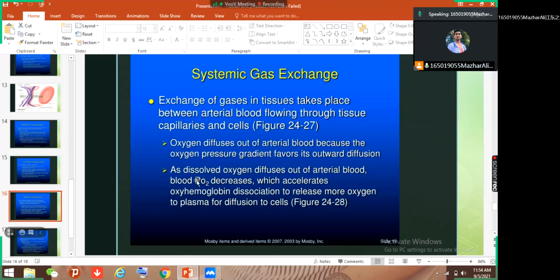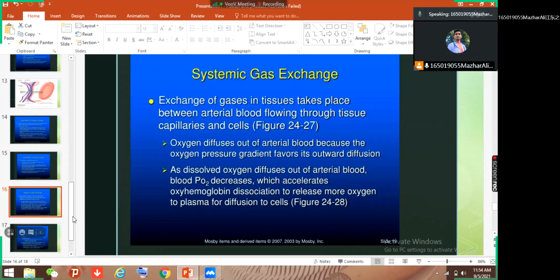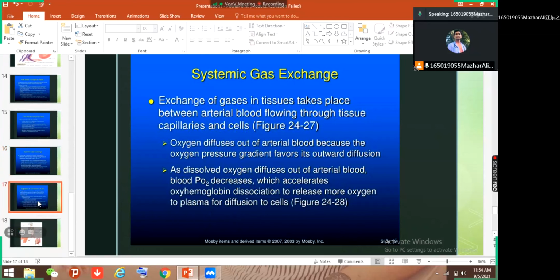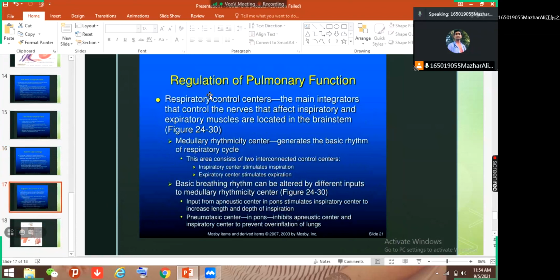When the dissolved oxygen diffuses out of arterial blood, blood oxygen decreases, which accelerates oxyhemoglobin dissociation to release more oxygen to the plasma for diffusion to the cell. So this is how oxygen is delivered. And this is the regulation of pulmonary ventilation, how the regulation of pulmonary ventilation happens.